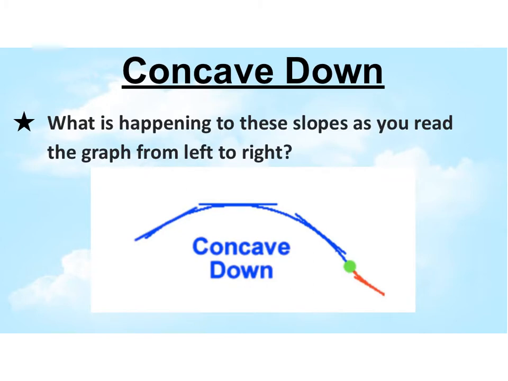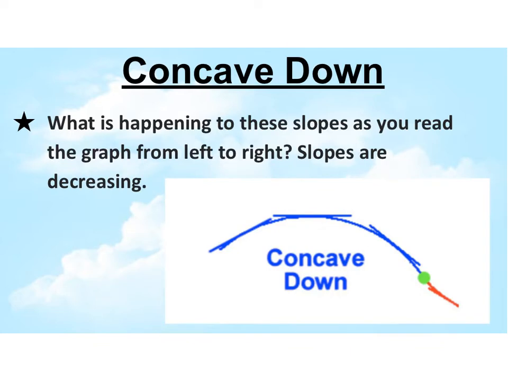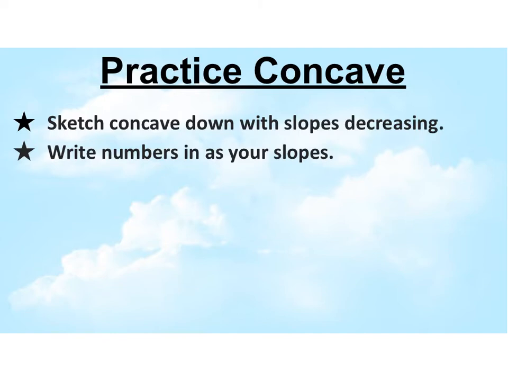If it's concave down, so let's say this one had a slope of 1, this one would have a slope of 0, this one would have a slope of negative 1. So now you can see that the values of the tangent slopes are decreasing. What is happening to these slopes as you read them from left to right? The slopes are decreasing. So when it's concave down, even though it looks like you're going up first, it's still concave down. The slopes are decreasing from left to right. So can you try to sketch a concave down where the slopes are decreasing? Write numbers in as your slopes.